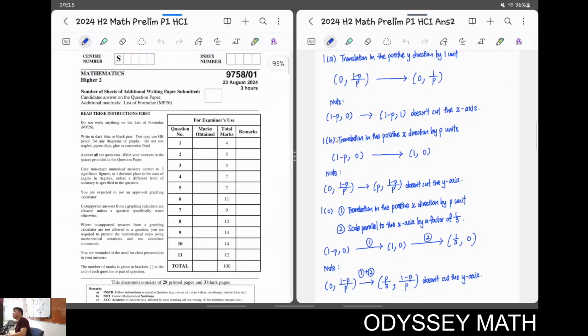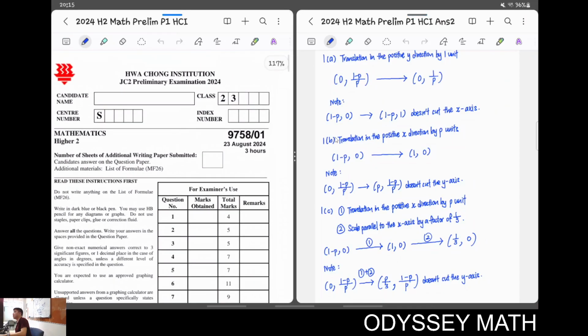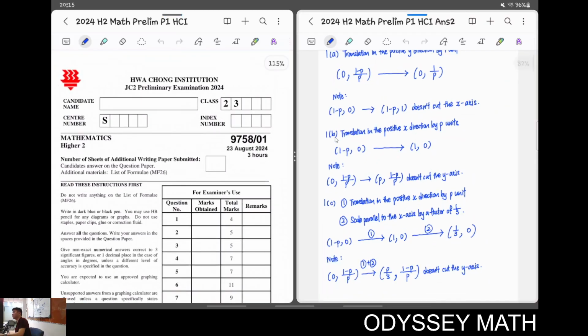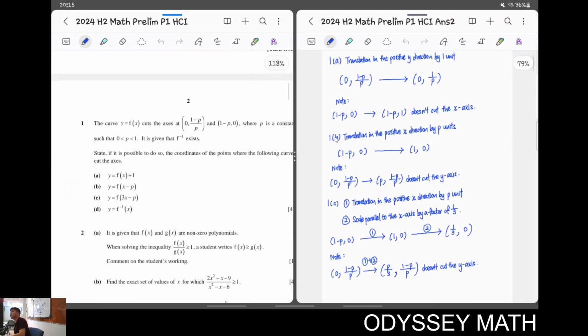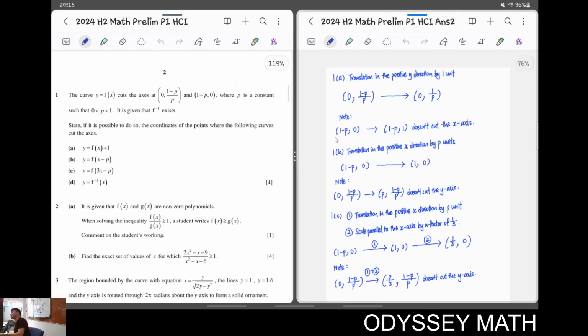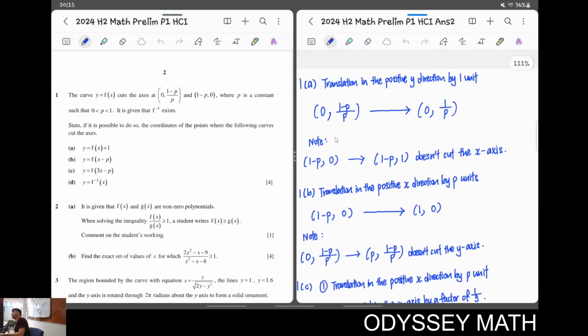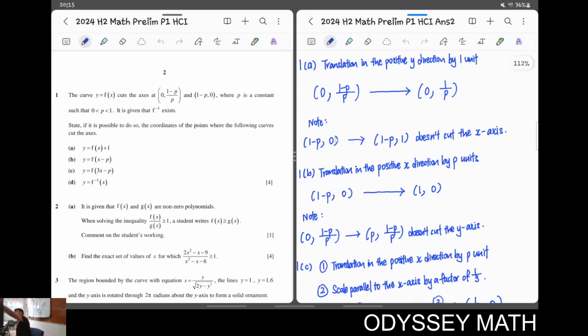Okay, we're going to walk through the Hwa Chong paper 1, 2024 H2 Math. So let's run through it quickly. The curve y equals f(x) cuts the axis at these 2 points, where p is a constant in this range. It is given that f inverse exists. State, if it's possible to do so, the coordinates of the points where the following curve cuts the axis.